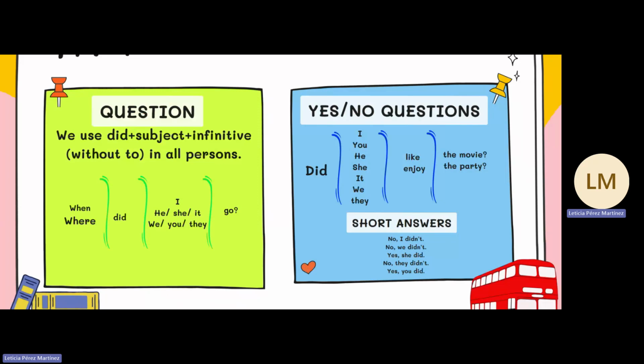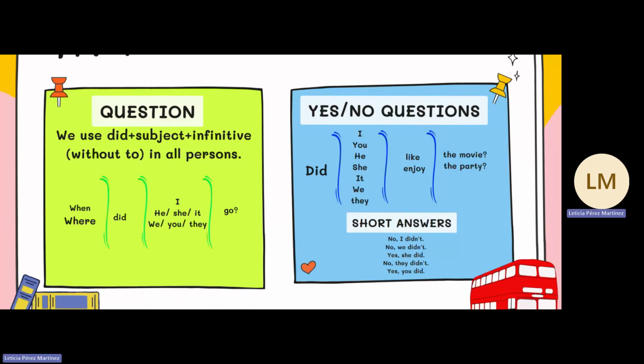And also we can use WH questions as we have in the example. We can use when, where, what, why, who, which, etc. For example, here we have when did I, when did you, when did he, when did she, when did it, when did we, when did they, and the verb go.